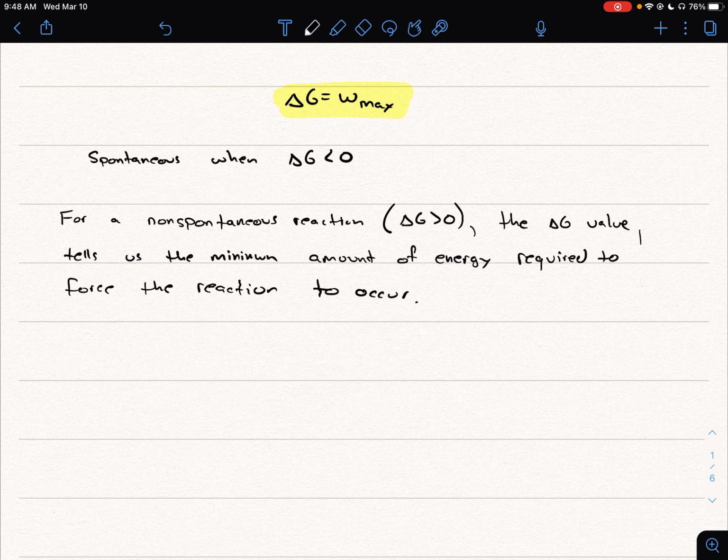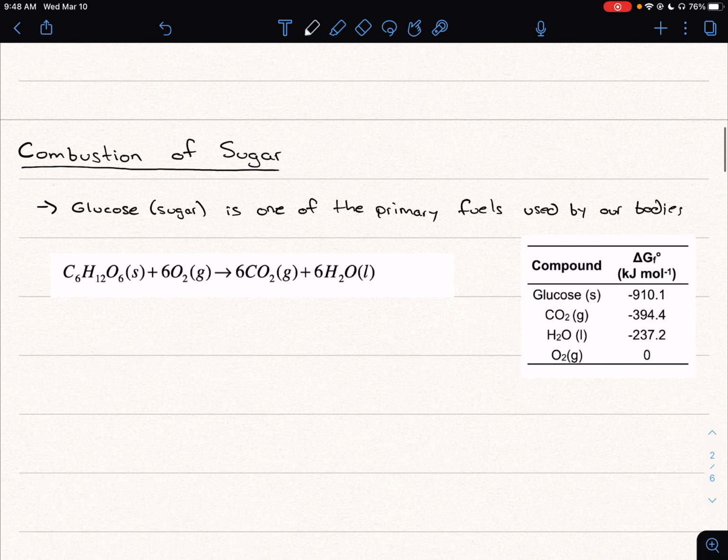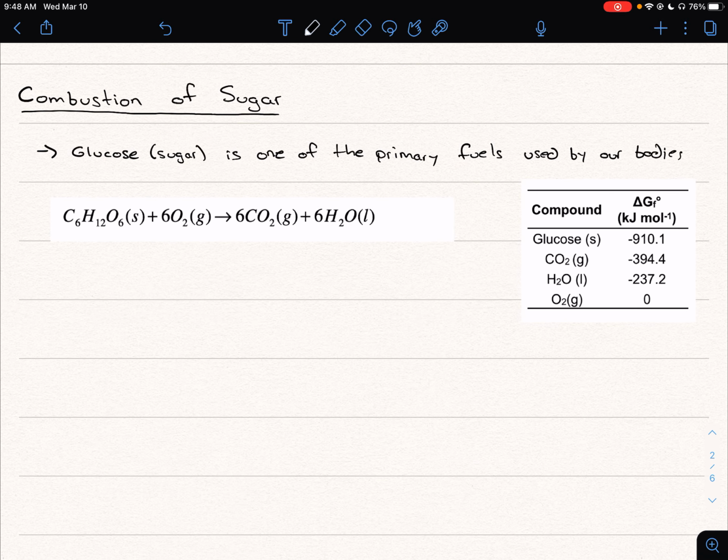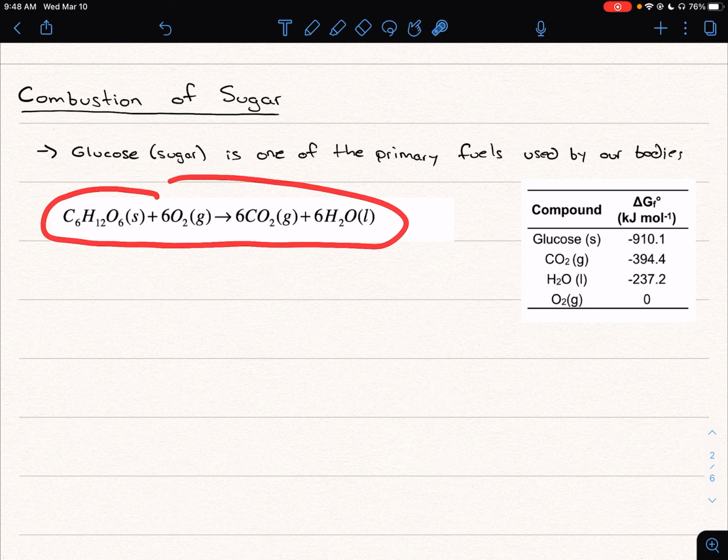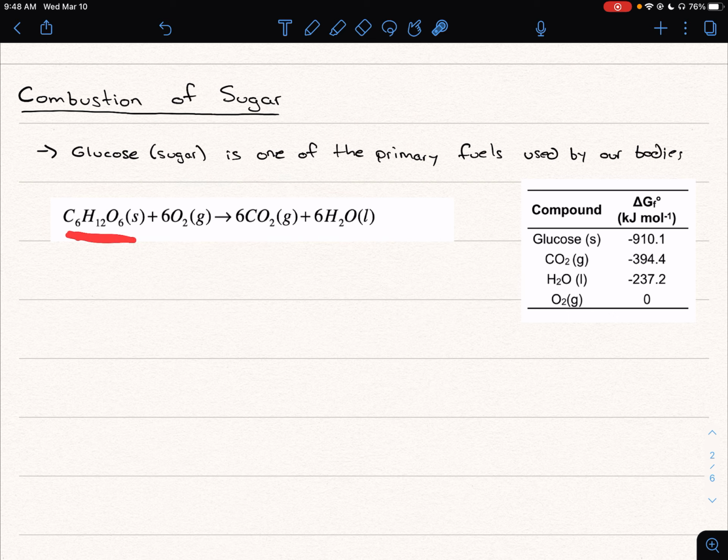We can look at some examples of this, and let's start off with an example of the combustion of sugar. What we have here is a balanced chemical reaction that shows the combustion of glucose. So we have a sugar molecule, glucose, C6H12O6, reacting in the presence of oxygen gas to produce carbon dioxide and water. Glucose, or sugar, is one of the primary fuels used by our bodies, and this process of converting glucose into carbon dioxide and water, we can do in a vessel in the lab. We can burn it, and that's a combustion reaction, and this is also going to produce energy, as we'll see.